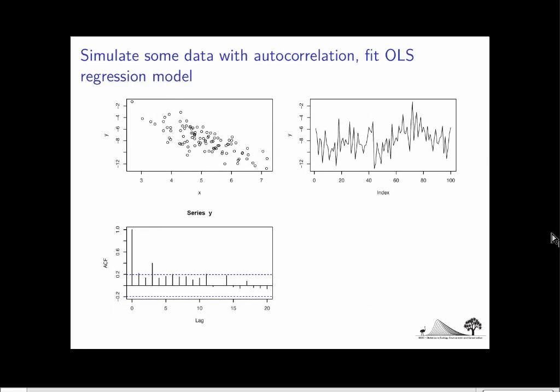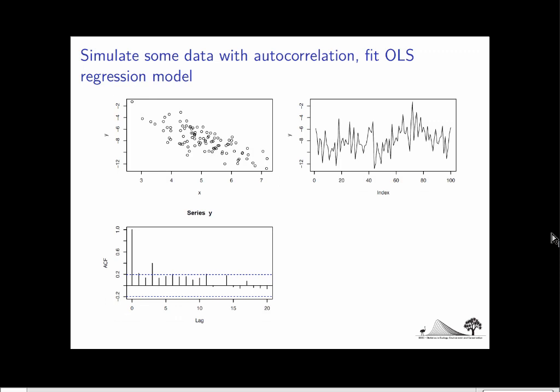Okay, so simulate some data. There's a regression term x. I've got a response variable y, with a negative relationship to x. Here's the time series. I've added quite a strong autocorrelation to the errors. And if you look at the autocorrelation of the time series, this is lag 0, autocorrelation 1, that's always there. But there's a bit of autocorrelation in the values, but not very strong.